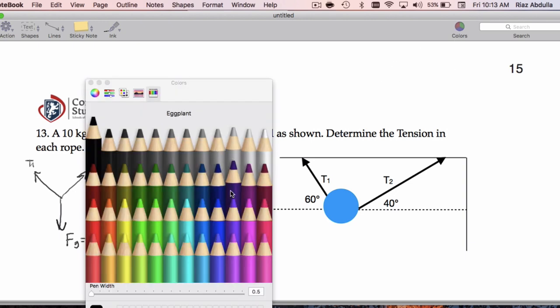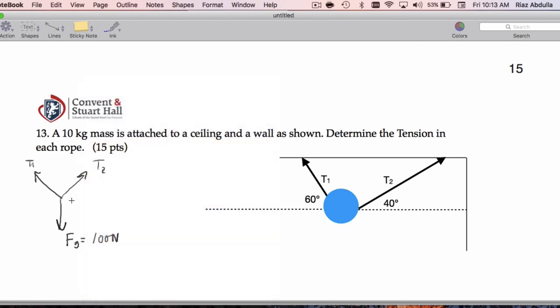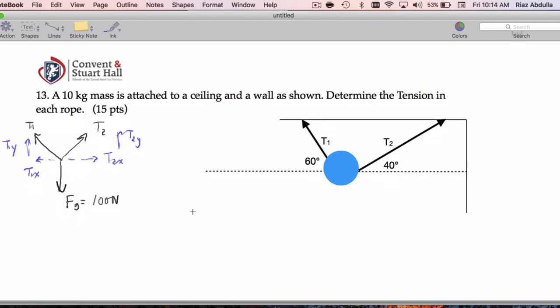And the way this question is going to work is we're actually going to set up x and y components. And I just like to basically make this T2x, T2y. This will be T1x and T1y. And we will use trig components, but just to be careful.